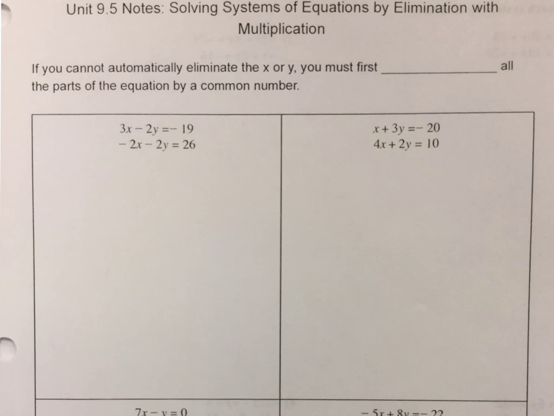Okay, we have solved systems of equations by graphing, we've solved them by substitution, and we've solved them by elimination. But we're going to add one more layer to how we solve them by elimination. So if you can't automatically eliminate the x or y, you must first multiply all parts of the equation by a common number.